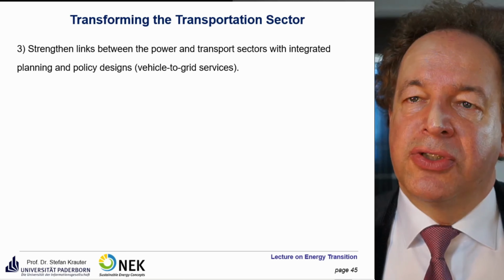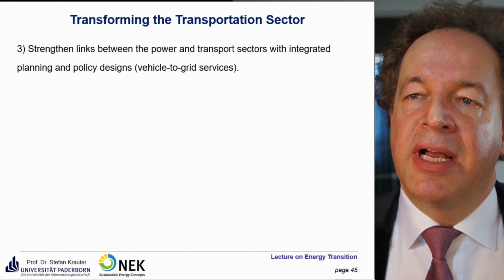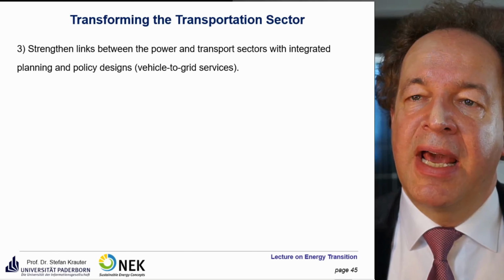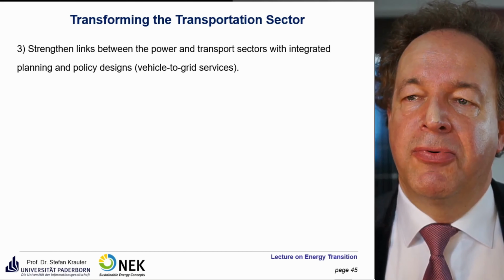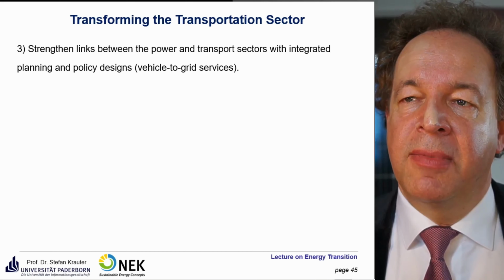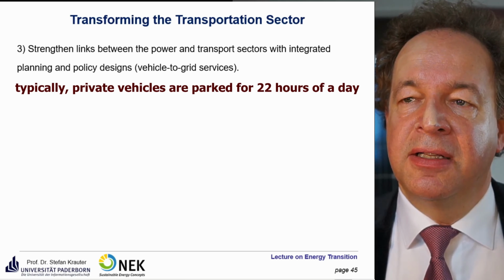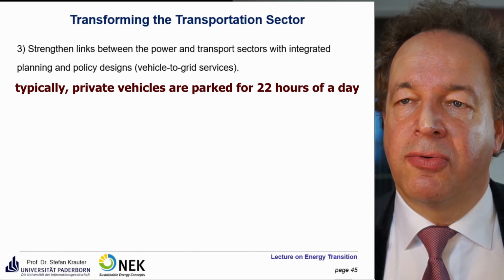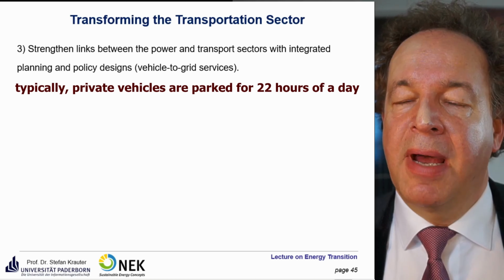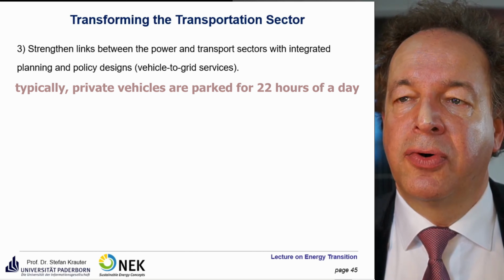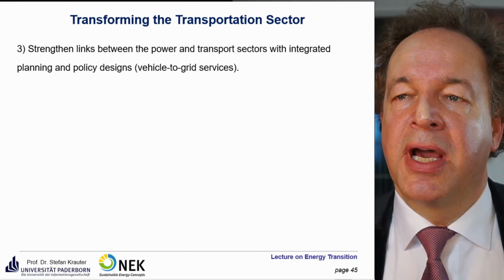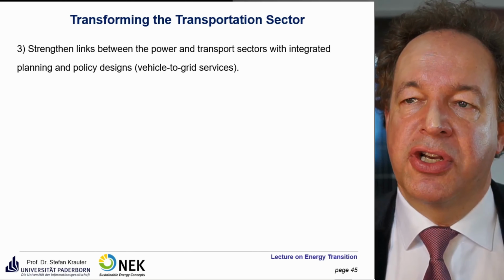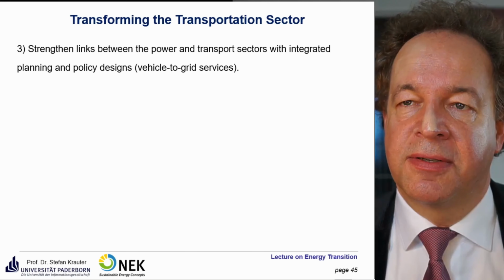So you have to also strengthen the links between power and transport sectors with integrated planning and policy designs, vehicle to grid designs. If you imagine that most of the time a vehicle is standing still, either at work or at home, and during that time the battery is not used, so if you connect the battery via inverter to the grid, you can supply, for example, storage services or grid supporting services.